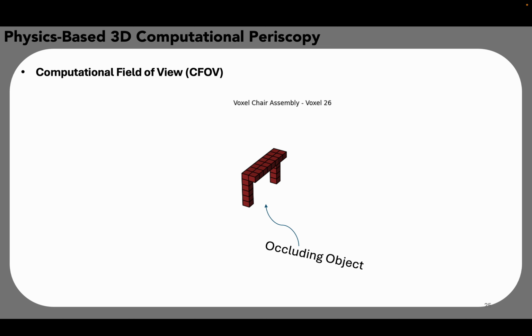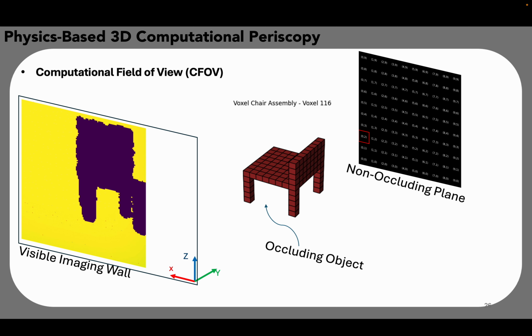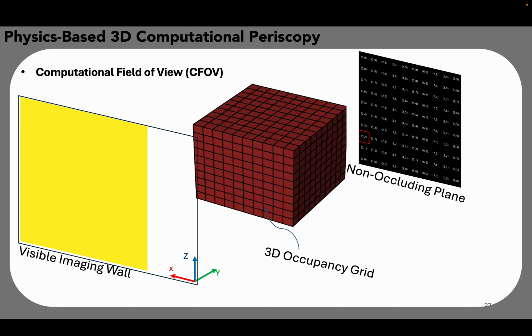We can now construct an entire 3D object, such as a chair, using a number of voxels. And we can see the shadow of the chair projected on the visible imaging wall. Next, we discretize the entire hidden region into a 3D occupancy grid that helps us reconstruct the 3D object in the occluding region.